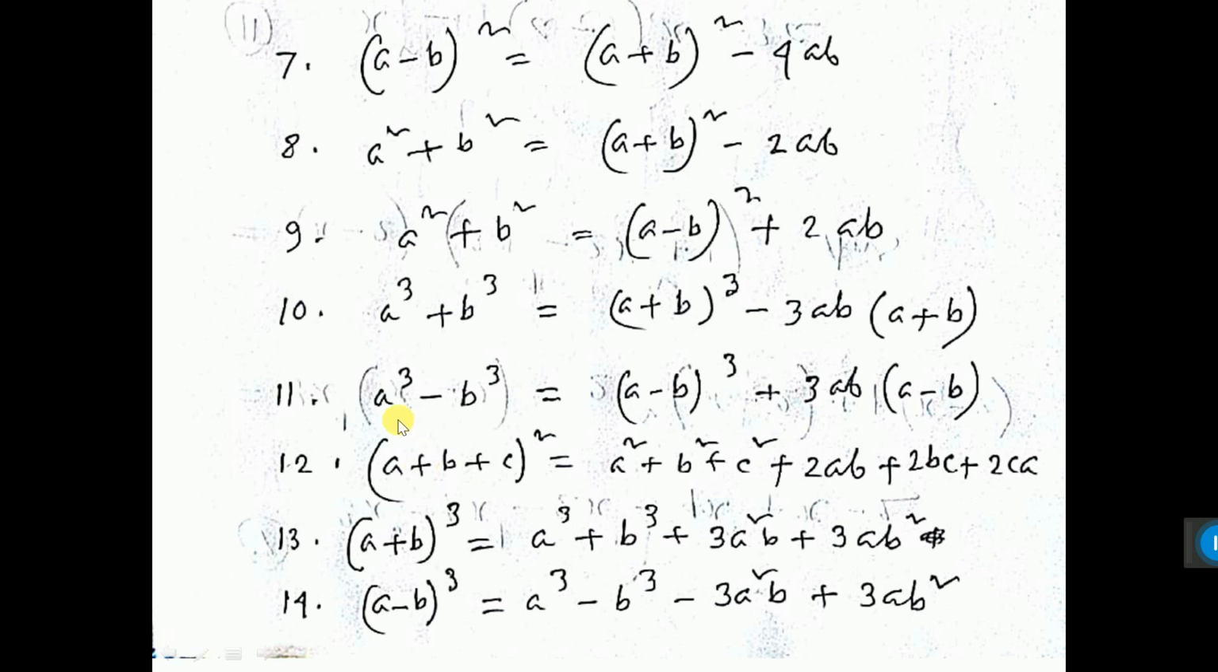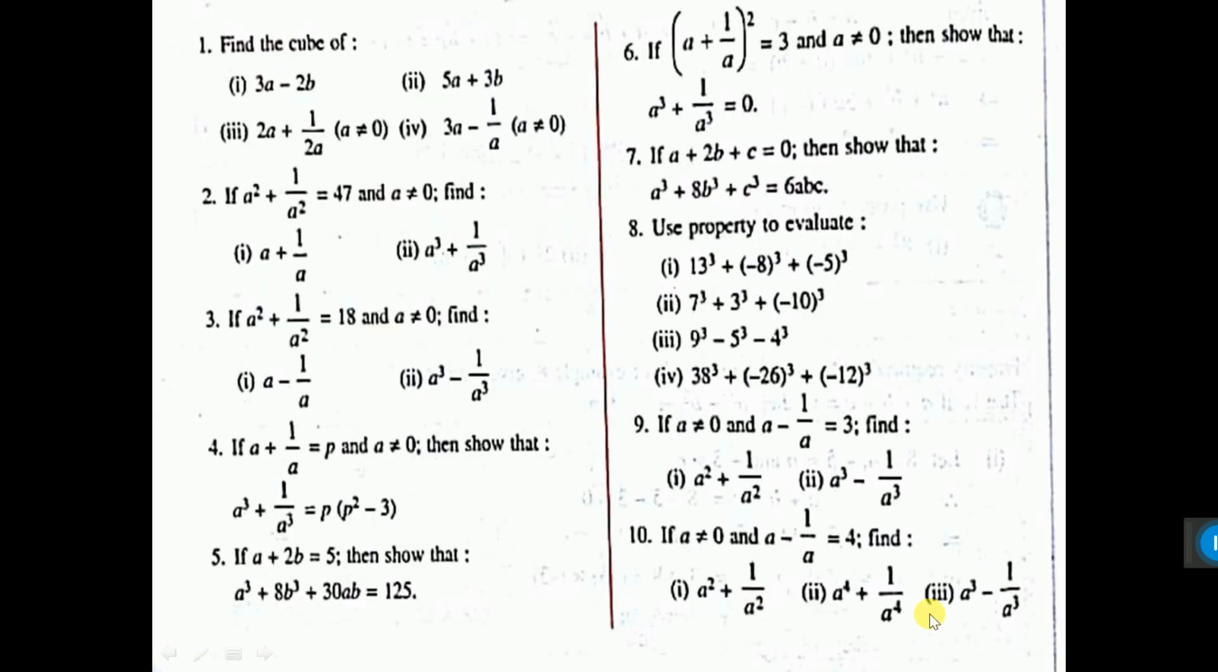Then (a + b + c) whole square is equal to a square plus b square plus c square plus 2ab plus 2bc plus 2ca. (a + b) whole cube equal to a cube plus b cube plus 3a square b plus 3ab square. (a - b) whole cube equal to a cube minus b cube minus 3a square b plus 3ab square. So with these formulas we can do these sums.